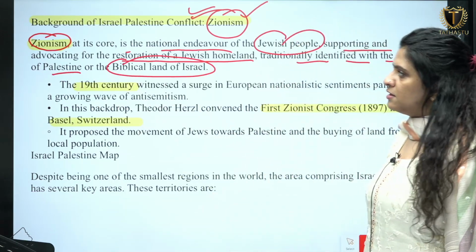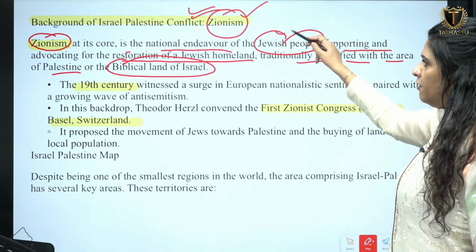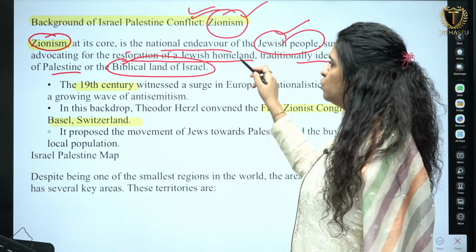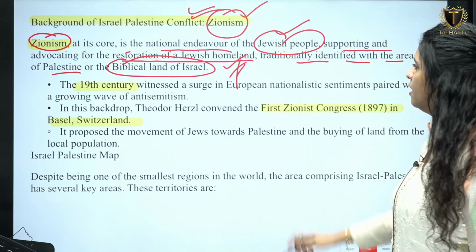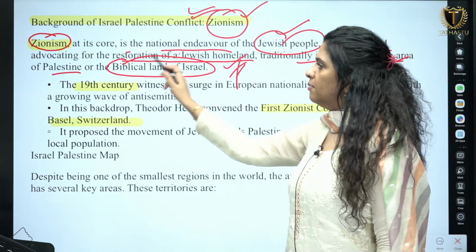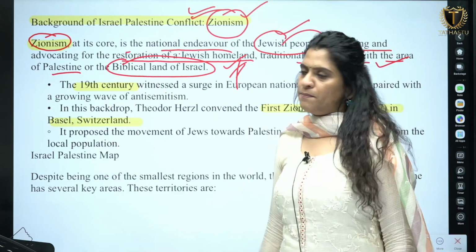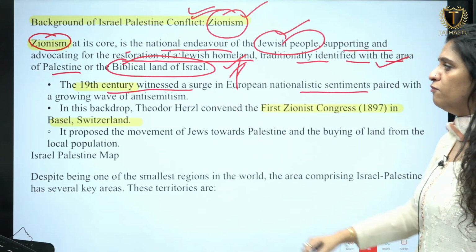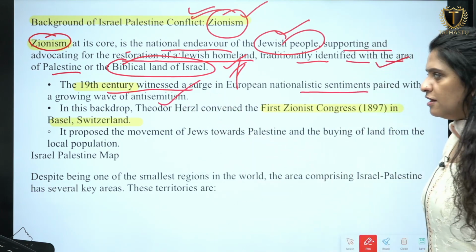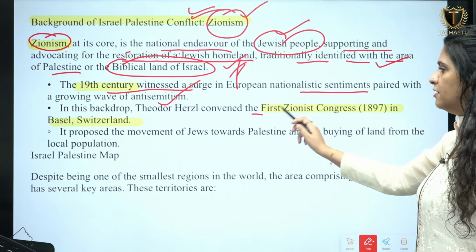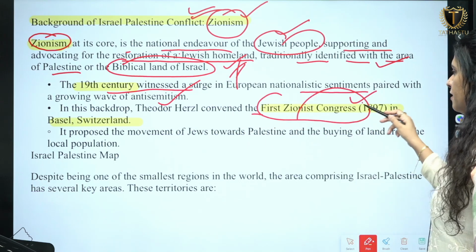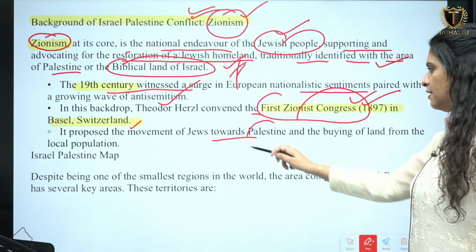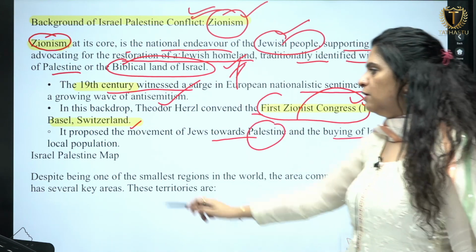So Zionism, this is the meaning of Zionism कि Jewish people के favor में national endeavor है and that is supporting कि भाई आप Jewish homeland को restore करिए, और वो कहाँ था? It was in the area of Palestine or the biblical land of Israel. So this is Zionism. Further, the 19th century witnessed a surge in European nationalistic sentiments paired with a growing wave of anti-Semitism. In this backdrop, Theodor Herzl convened the first Zionist Congress, कब? 1897 में, in Basel, Switzerland. It proposed the movement of Jews toward Palestine and buying of the land from the local population.